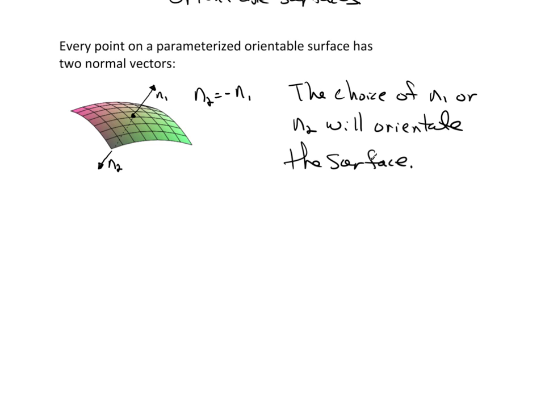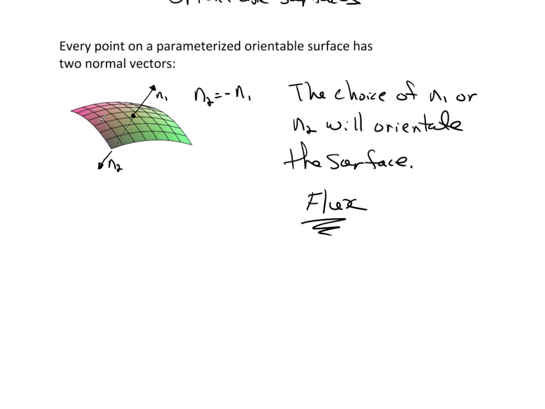interpretation is that of flux, which I made reference to a little bit earlier. Now, if the vector field is a velocity field for a fluid in motion, flux measures the net flow rate of the fluid across. We say across, but we're actually talking about going through this surface in the direction of the specified normal vector.